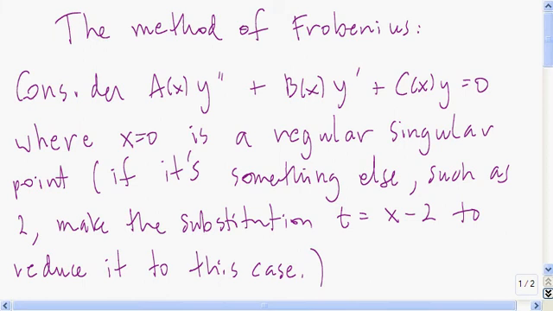All right, in this video I'm going to show you the method of Frobenius, and I'm only going to include the case where we get two different linearly independent solutions from this method. I'll include the other ones in later videos.